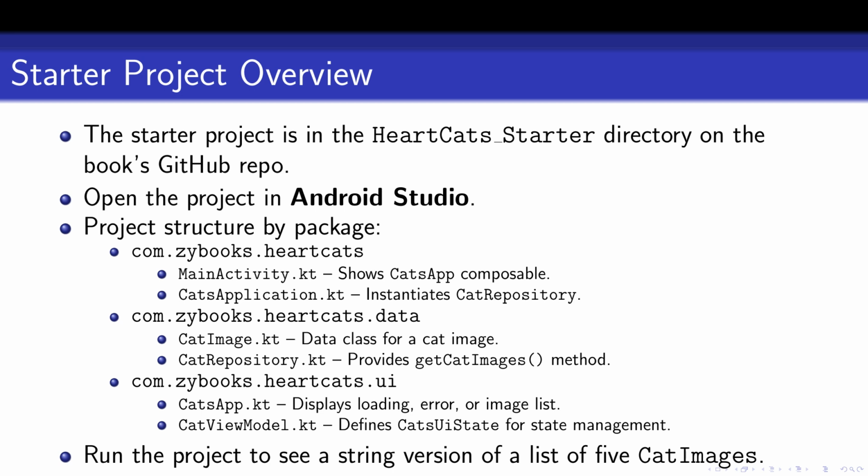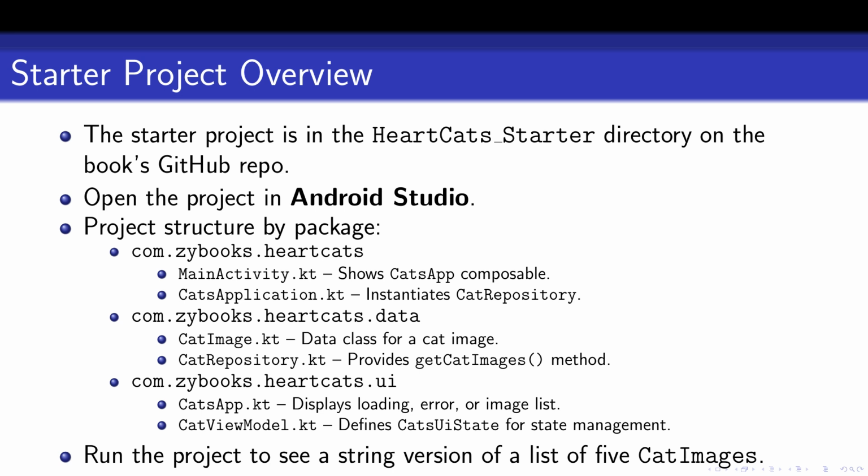It's organized into 3 main packages. HeartCats contains the main activity and application class, Data has the cat image model and repository logic, and UI includes the Jetpack Compose UI and view model. When you run the project initially, it shows a string representation of 5 sample images, but will soon replace that with live image data.